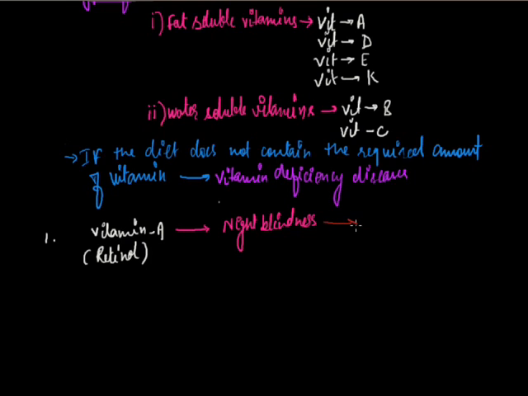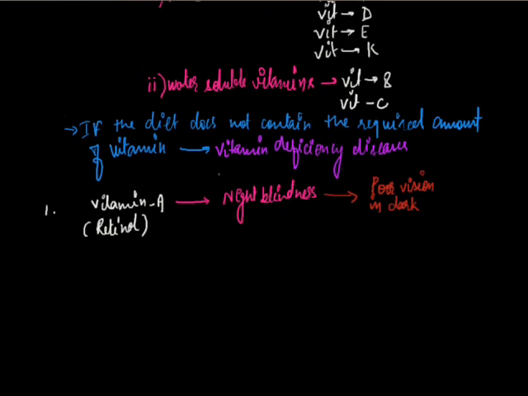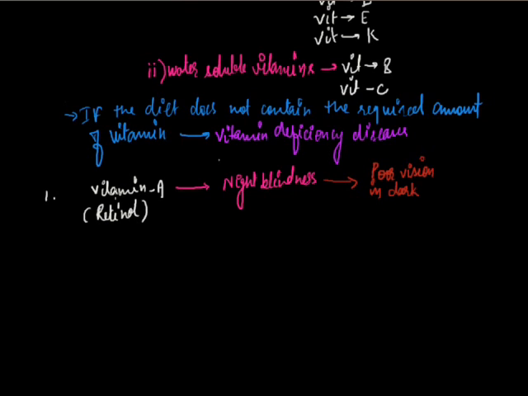And the symptom of night blindness is poor vision in dark. So it is a deficiency disorder of vitamin A. If vitamin A is absent in our diet, night blindness will occur. So vitamin A is responsible for good vision, and we get vitamin A from carrot, or from beetroot, in a very high amount.